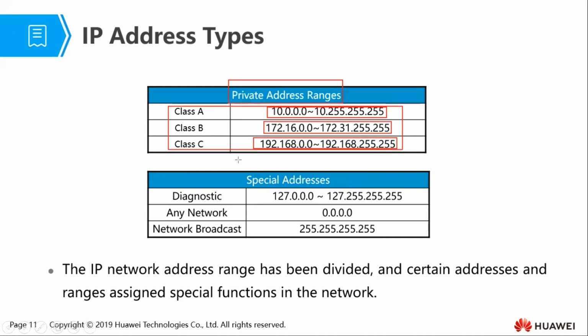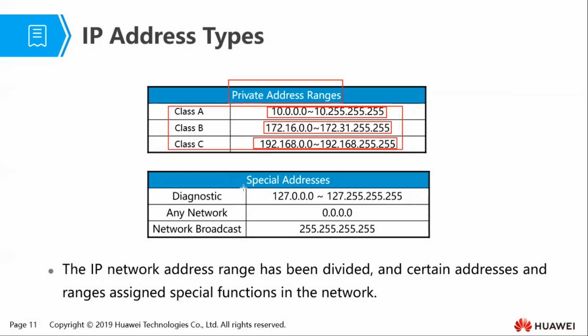A private and public. So within class A, the entire 10.0.0.0 range can be used as a private IP address. So by private, we mean we can use these addresses for our devices in MMU, and KU can also use them.